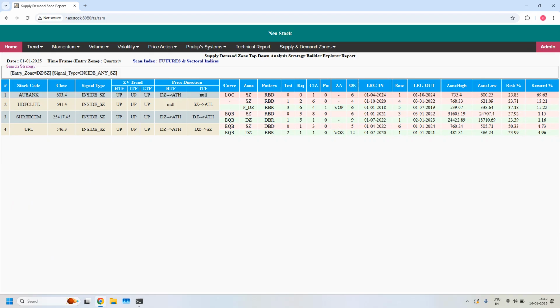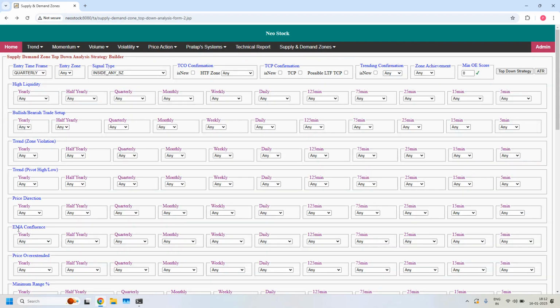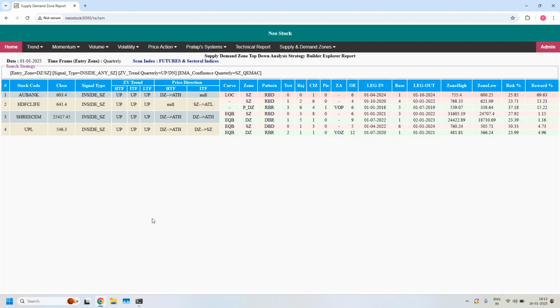Let's check whether any of these 4 supply zones are having quarterly EMA confluence. Earlier we tested for demand zones, now we are testing for quarterly time frame supply zones. Quarterly supply zone having quarterly EMA confluence filter is enabled, and trend at quarterly time frame can be up or down but should not be sideways. See, all 4 supply zones are having quarterly EMA confluence.